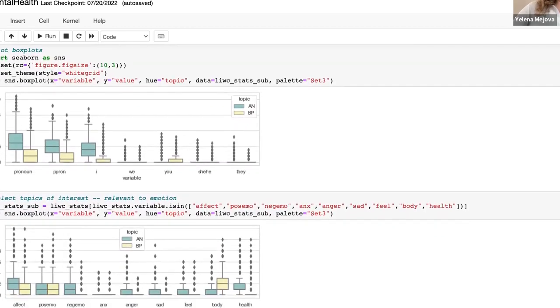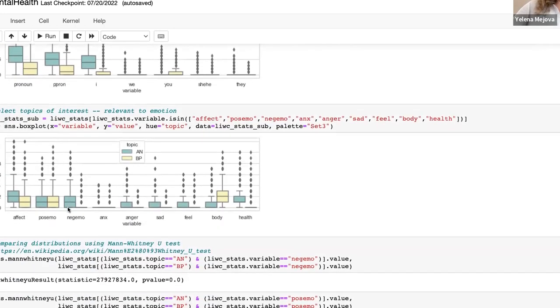So you can then plot some of the LIWC categories for the 2 different groups that you're comparing. And so, for example, box plots are very good because they give you the distribution of the scores. Averages often are not so good for this sort of thing, but you can say, aha, so the anorexic group is using pronouns more than the body positive one, or something about other ones.